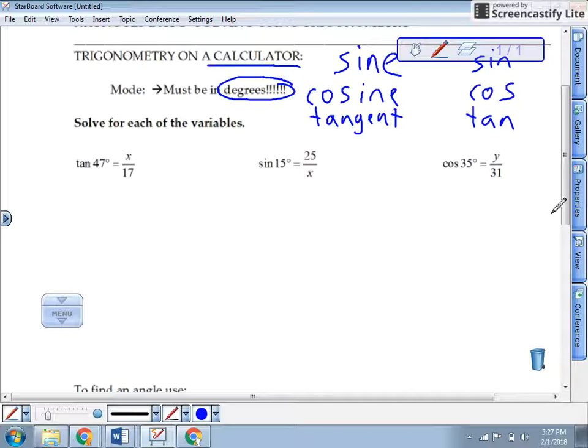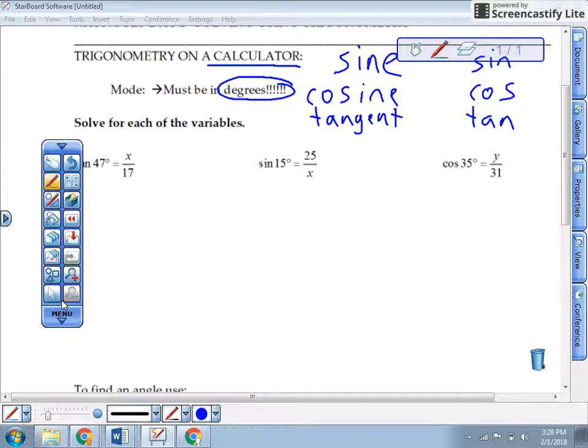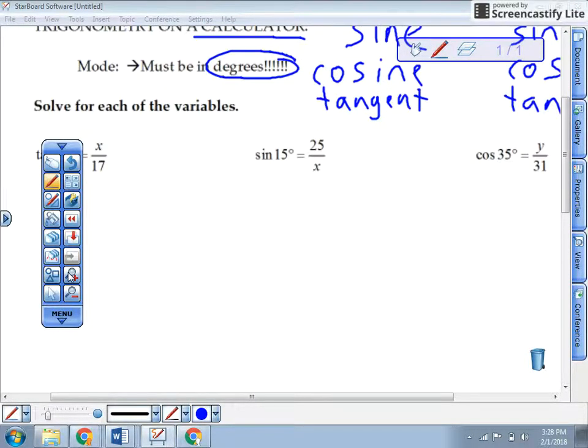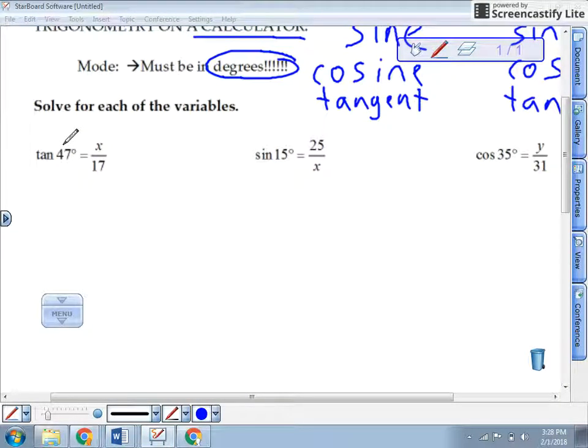Here's our first example. What I'd like you to remember is we spent all that time solving proportions. That's all this really is. Tan 47 equals x over 17. I like thinking of it as tangent of 47 over 1. How do you solve any proportion? We just cross multiply. 1 times x is just x, and then we take tangent of 47 times 17.